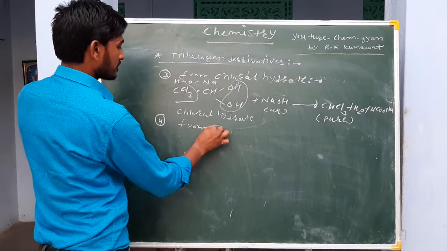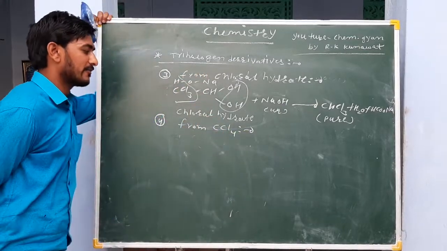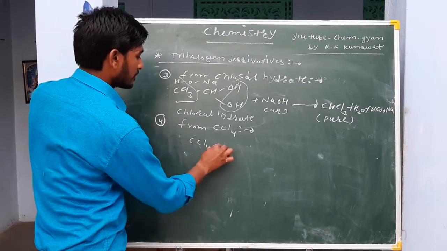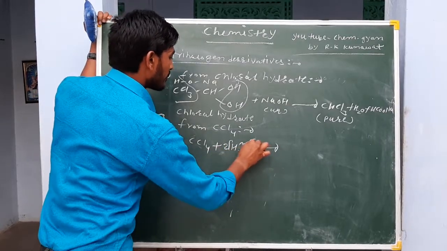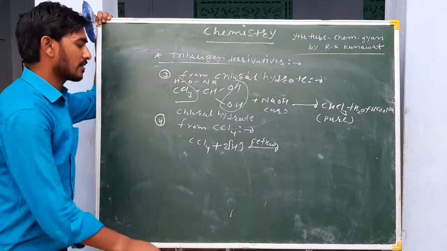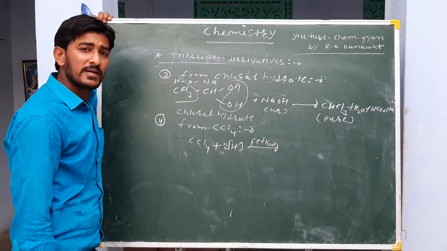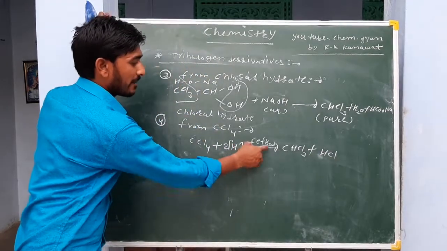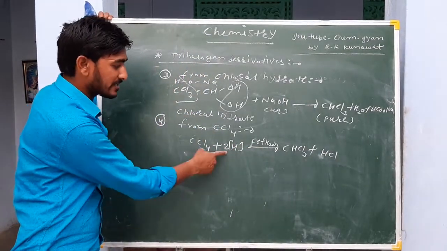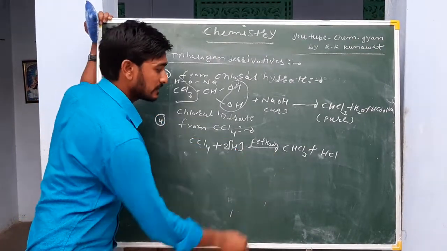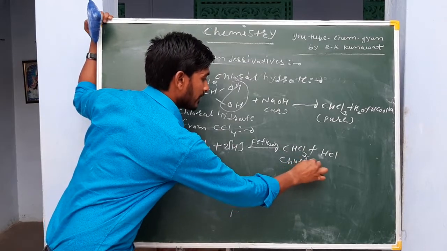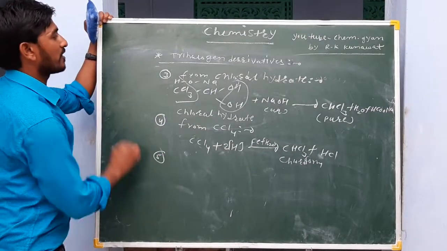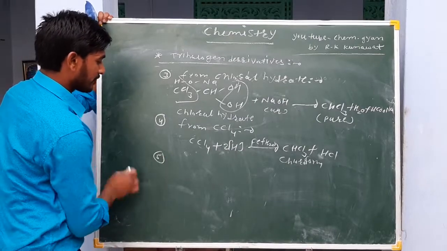So dear students, number 4 reaction to preparation of trihalogen derivatives is from CCl4. CCl4 plus 2H, Fe plus H2O. CCl4 is partially reduced into chloroform by Fe/H2O catalyst.